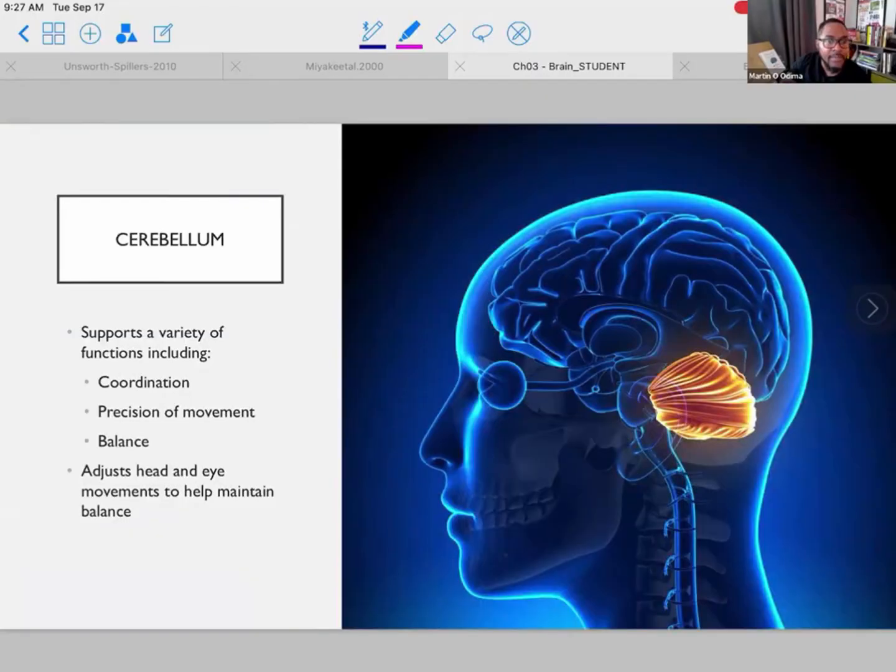Next is the cerebellum, and that supports a variety of functions, including coordination, precision of movement, balance, and it also adjusts our head and eye movements to help maintain balance.